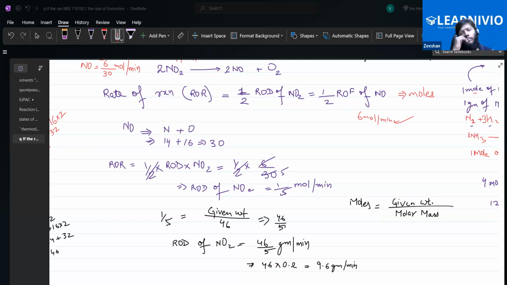Sir, in these questions, we only have to convert gram into mole or mole into gram, but per minute will be there. We don't have to worry, because if the question would be per second, then we will have to convert that also. But everything is going with respect to per minute, per unit time. So we don't have to worry about that.